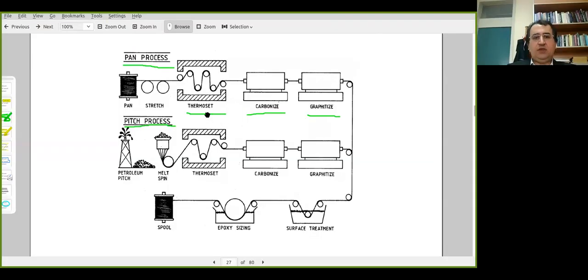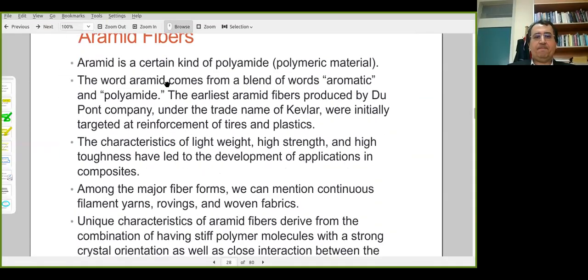These were the most commonly used fiber materials. Glass fibers and carbon fibers are most commonly used fibers in structural applications. But we can also consider other fiber types. One of them is aramid and the other is ceramic fiber, and we can briefly consider the properties of these fibers as well.